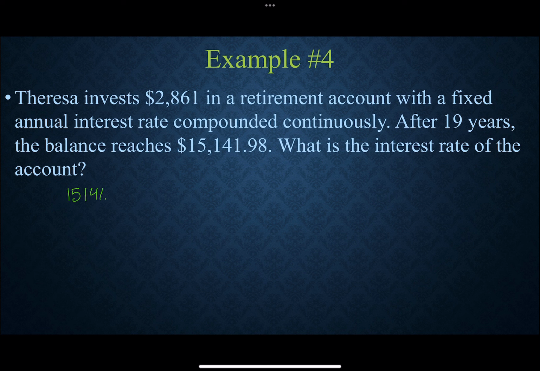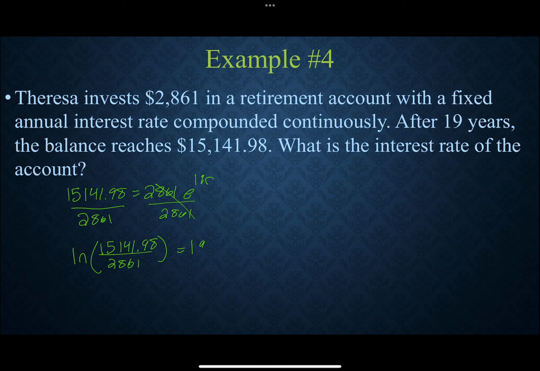So our final value equals our initial value, e to the 19R. Again, we're going to divide over the 2,861, and then take the natural log of both sides. We have the natural log of that fraction, 15,141.98 over the 2,861, equals 19R. We divide over the 19.